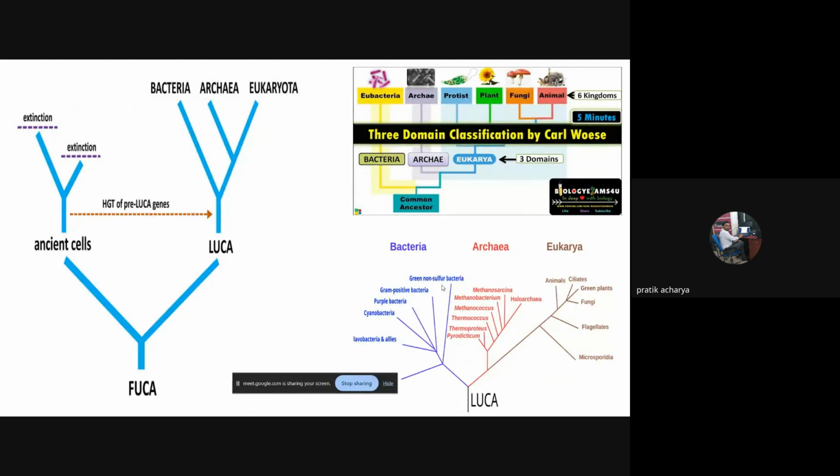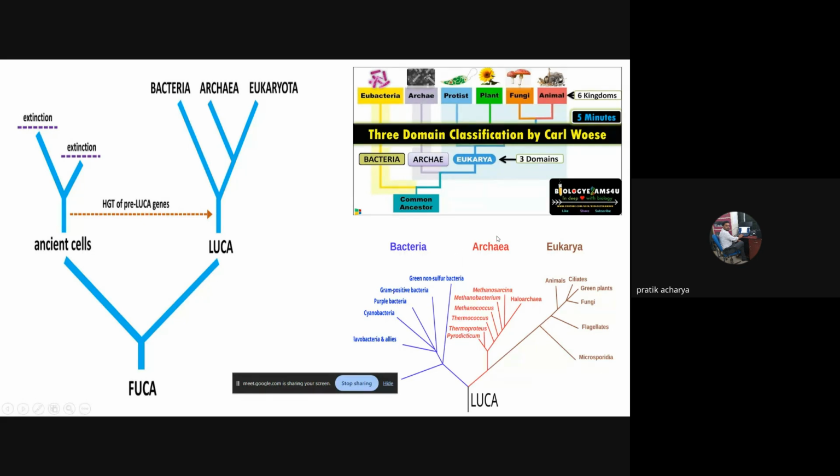Just look at this picture. If we are talking about this group of organisms, just look at the blue writings. The blue ones are organisms developed from the bacterial group. That means the primitive form was the bacterial form. Green non-sulfur bacteria, gram-positive bacteria, purple bacteria, cyanobacteria, all these kinds of bacteria developed from this bacterial group in due course of time.